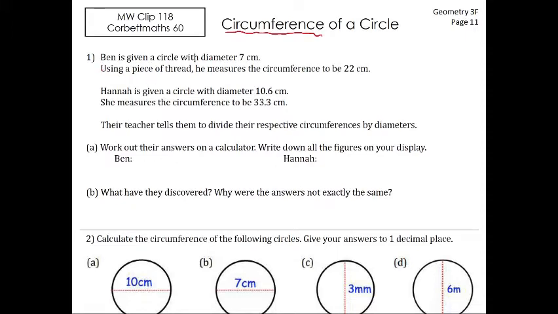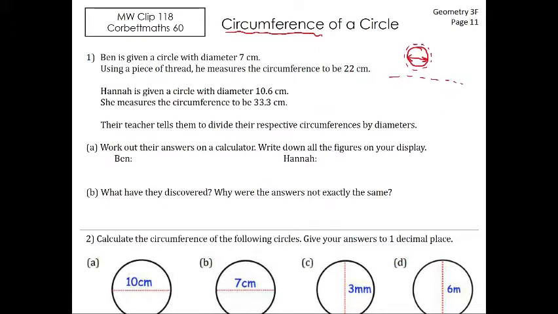So Ben is given a circle with a diameter of 7 centimeters. Using a piece of thread, he measures the circumference to be 22 centimeters. Imagine that. You've got a circle, you know the diameter, 7 in this case, and you wind a bit of thread around the circle as accurately as you can, then you unroll the thread and measure it. He found it to be 22 centimeters.